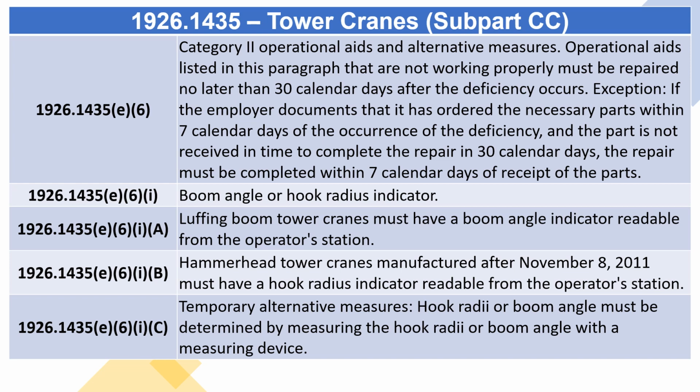1926.1435(e)(6)(i) Boom angle or hook radius indicator. 1926.1435(e)(6)(i)(A) through (C): Luffing boom tower cranes must have a boom angle indicator readable from the operator's station. Hammerhead tower cranes manufactured after November 8, 2011 must have a hook radius indicator readable from the operator's station. Temporary alternative measures: hook radii or boom angle must be determined by measuring the hook radii or boom angle with a measuring device.